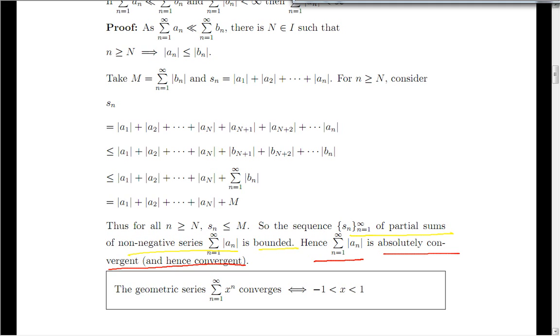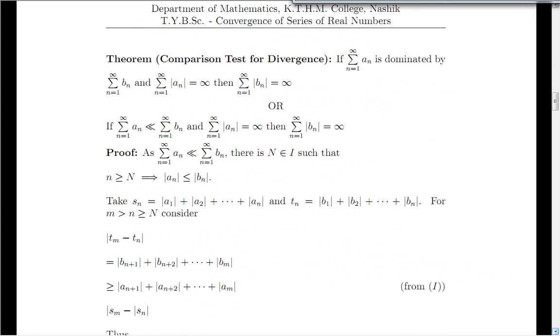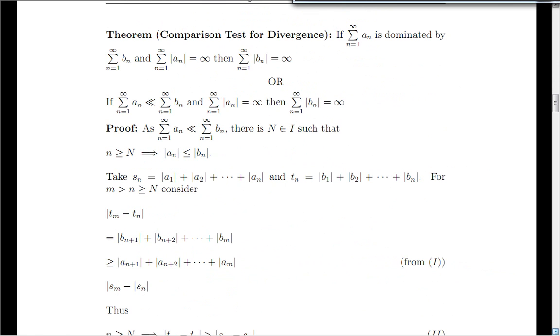Before we study divergence in comparison test in absolute form, let us revise the basic result that the geometric series x raised to n converges if and only if minus 1 is less than x is less than 1, that is, mod x is less than 1. I have provided you a detailed proof of this theorem in the notes, and some part we have proved in an earlier lecture as well. Let us proceed to see the divergence of series of real numbers by using comparison test in absolute form.